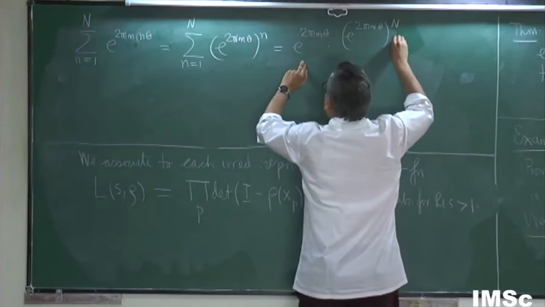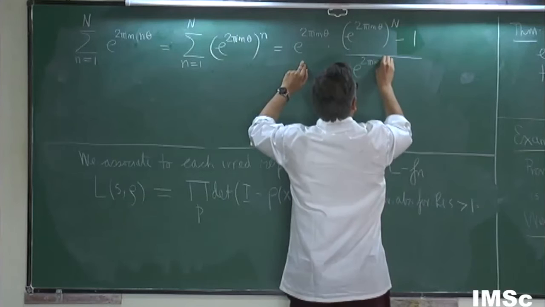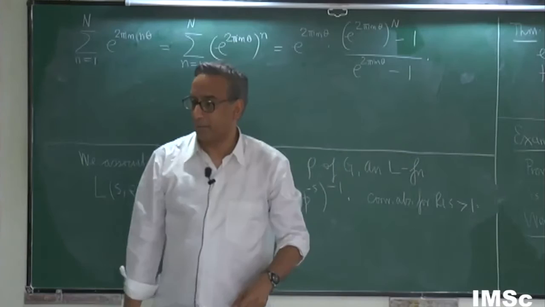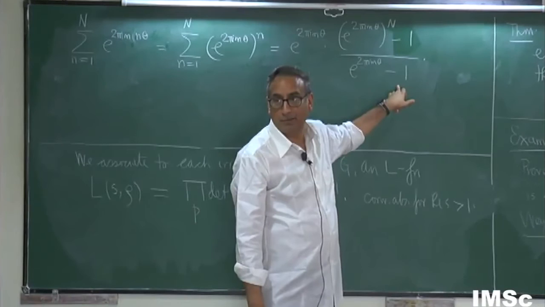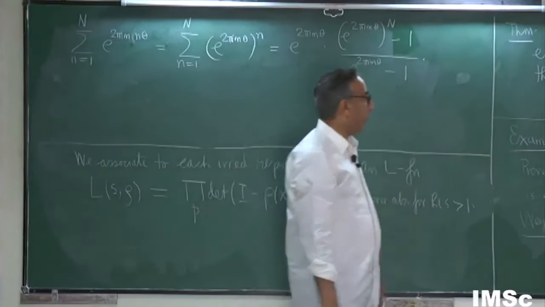exactly. Right? Provided the denominator is not 0. But can the denominator be 0? Why not? Theta is irrational. Exactly. That's why I had to put an irrational number. So you're in trouble if theta is rational, right? At this stage.